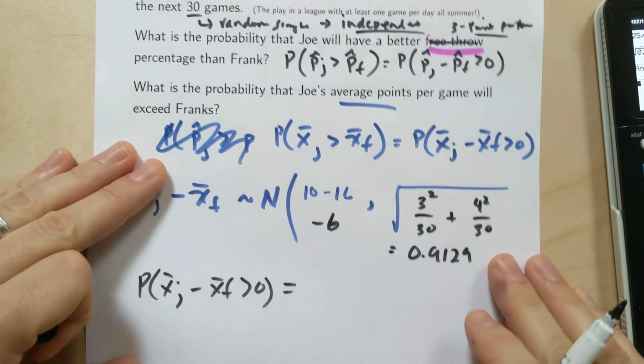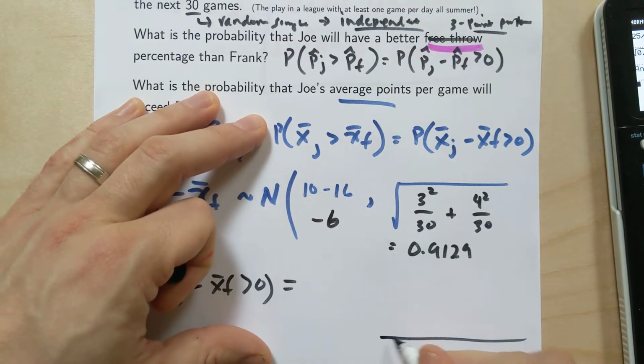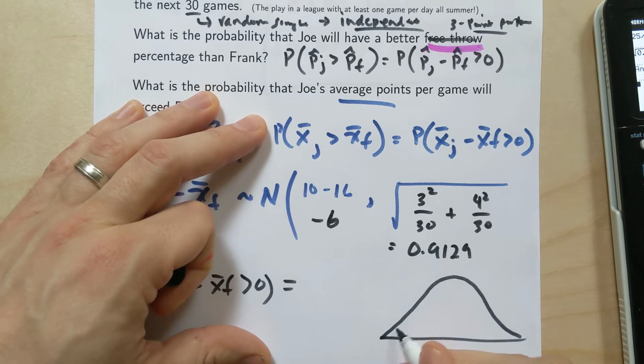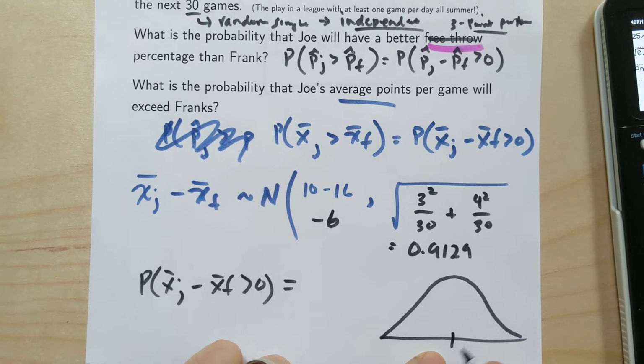Now, once again, I'm going to have a little normal distribution. I'll draw it over here this time. You don't even actually have to draw the normal distribution. This time, the mean over here is negative. It's -6. And so 0 is going to be somewhere over here on this side.